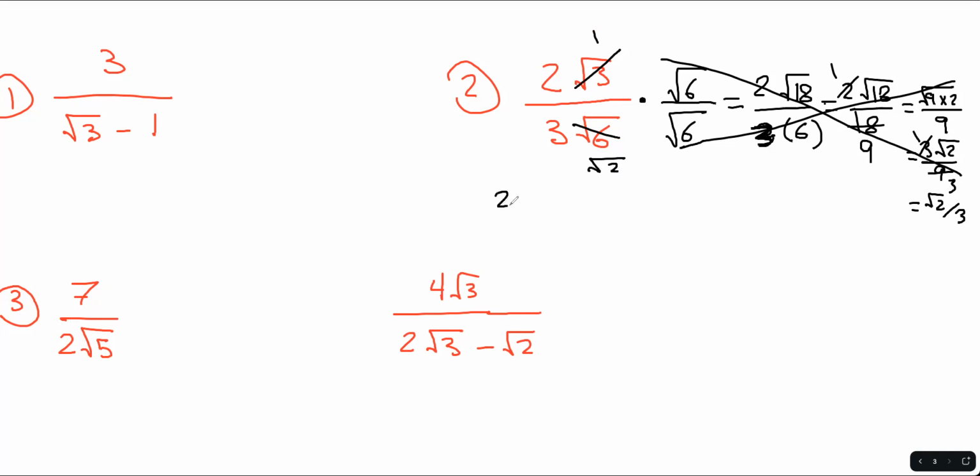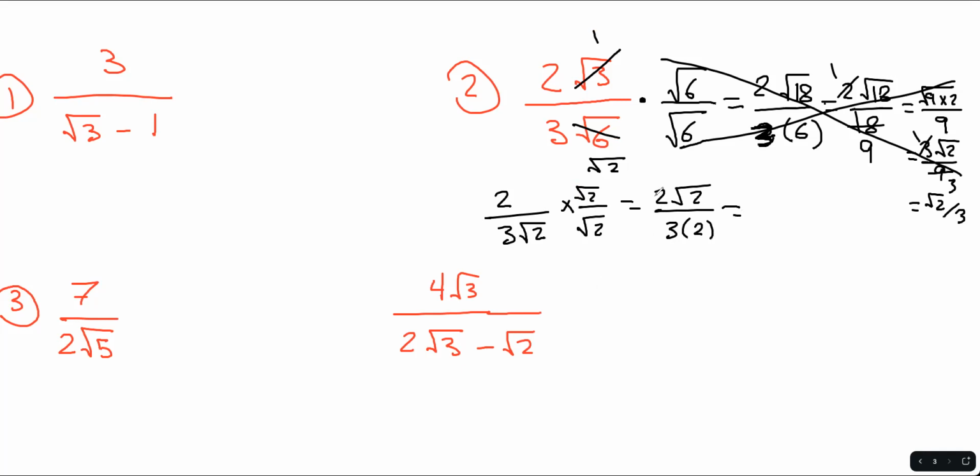Now what we have is 2 over 3 root 2. Multiply top and bottom by root 2 over root 2 to rationalize the denominator. You're going to get 2 root 2 over 3, and root 2 times root 2 is root 4, but that's 2, so you could take that shortcut.